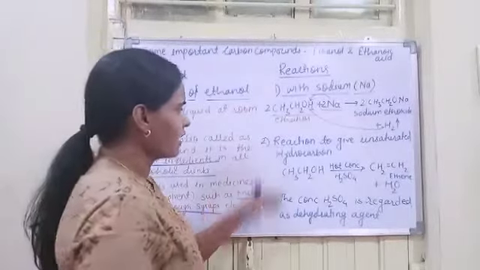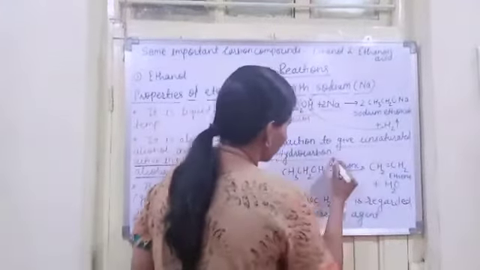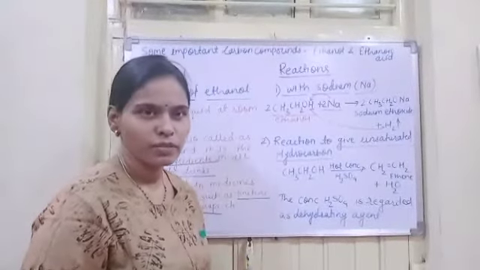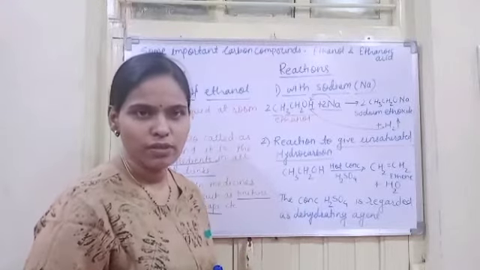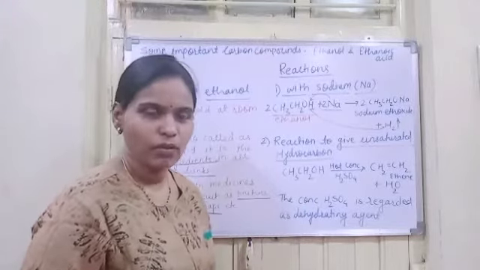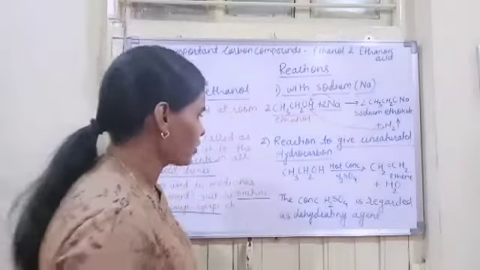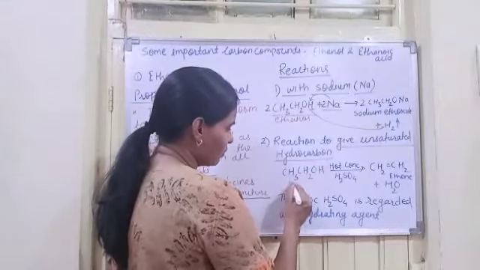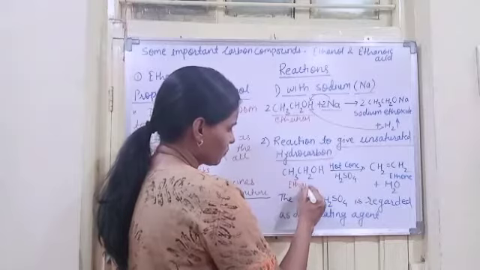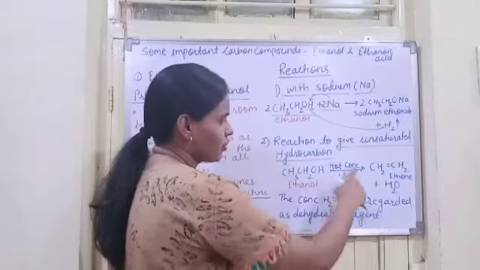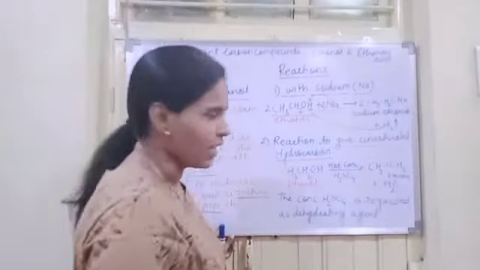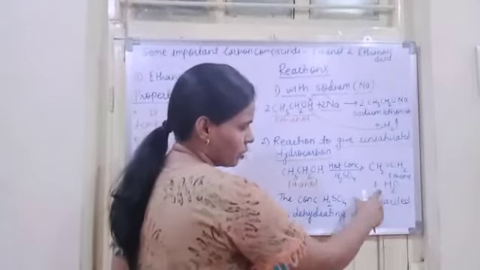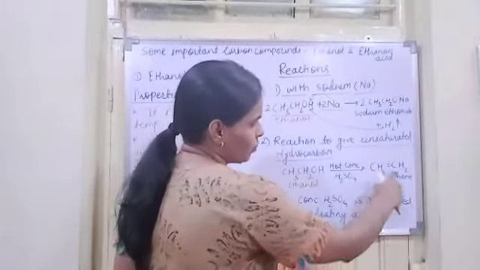Then next, the reaction to give unsaturated hydrocarbon. Now what are unsaturated hydrocarbons? Unsaturated hydrocarbons are those hydrocarbons which have either carbon-carbon double or triple bonds. Now look at the reaction. Here this is ethanol, C2H5OH. When ethanol is treated with hot concentrated H2SO4, that means sulfuric acid, then there is removal of a water molecule with the formation of ethene.